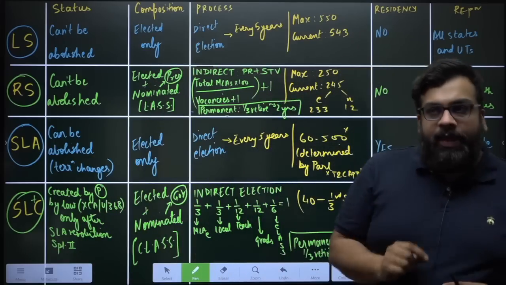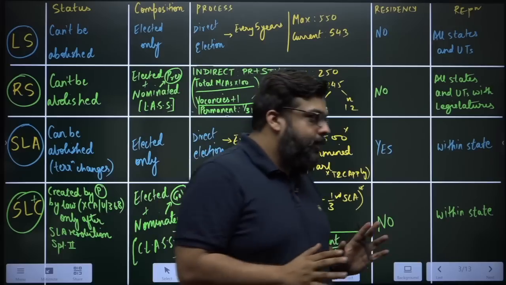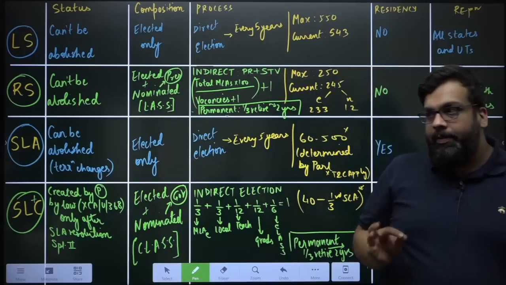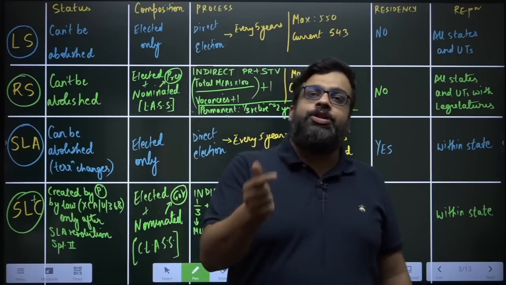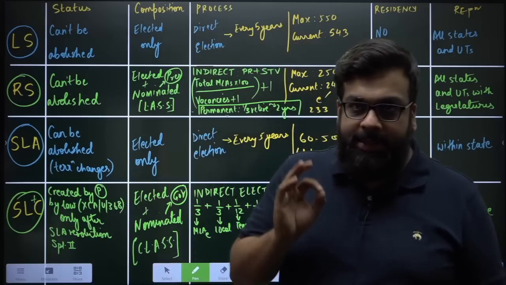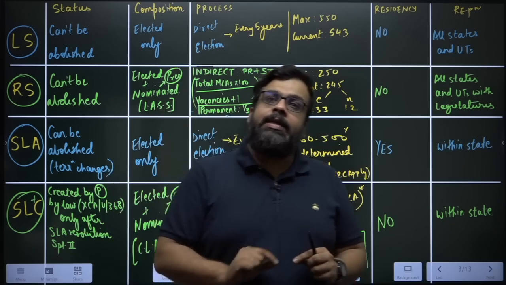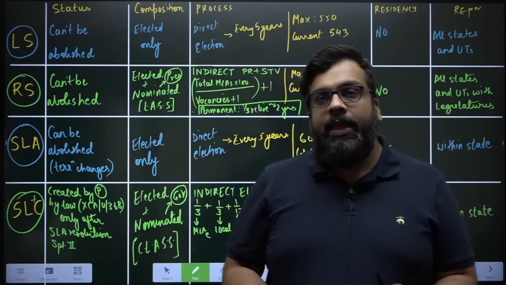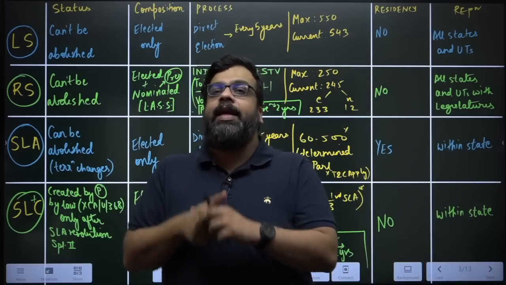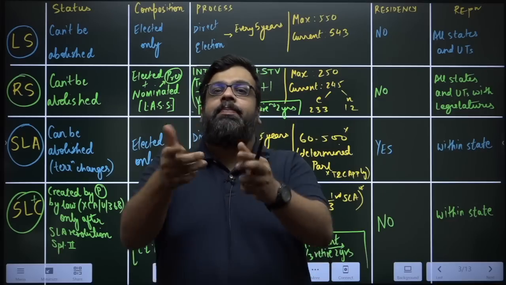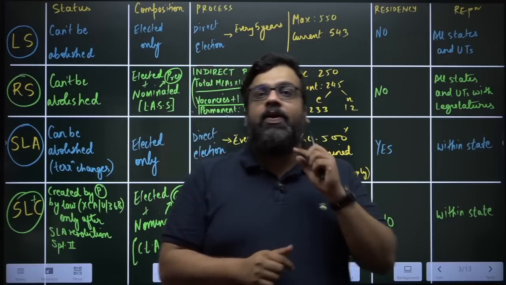A state legislative council can only and only be created by the parliament through a law. And such a law created by the parliament will not be understood to be a constitutional amendment under Article 368. But the parliament can only look at creating a state legislative council if and only if the legislative assembly of that state is requesting the parliament to do so. There comes the candy.